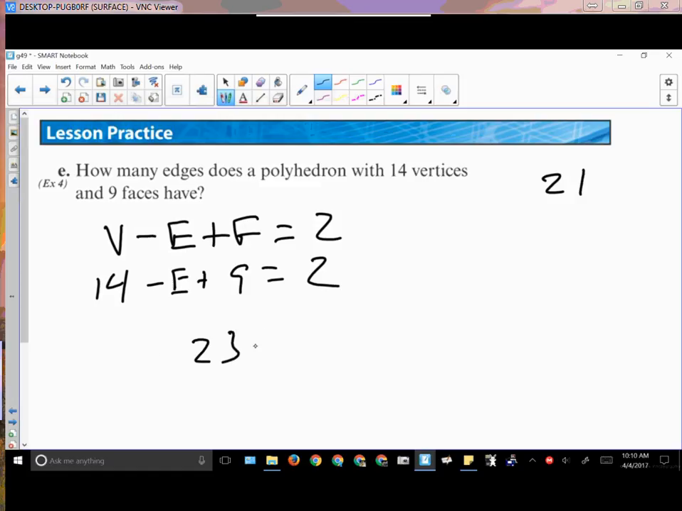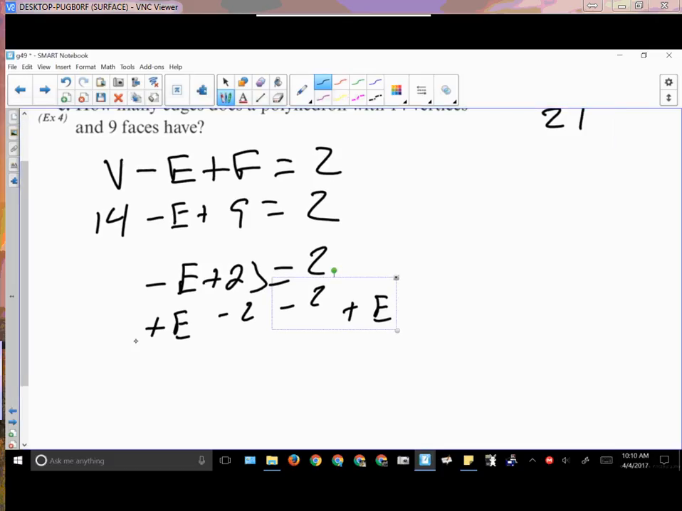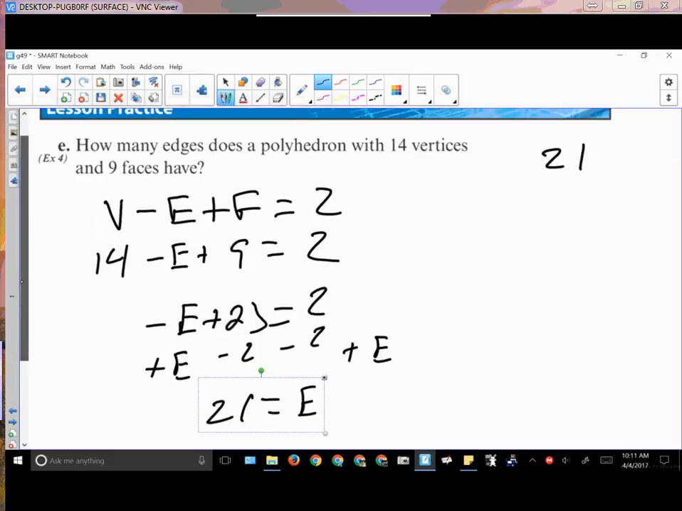Let's see, so I got 23 minus E, sorry, write that out nicer. 23 minus E is equal to 2. I'm getting ahead of myself, aren't I? I'm going to subtract 2, add E. That way things will go positive for me. So that looks like I end up with 21 is equal to E. Absolutely correct. Not a bad formula to deal with.